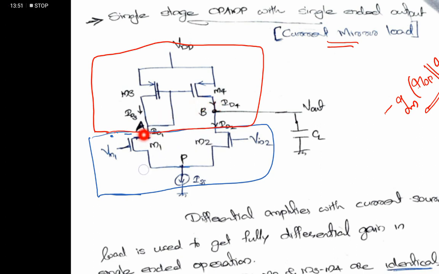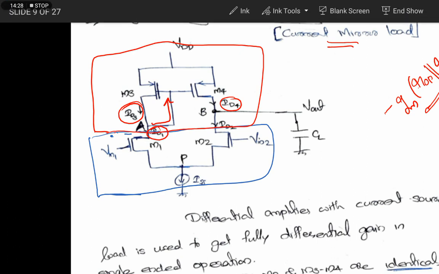Due to that, the value of ID3, or ID1, is the same as that of ID4, not ID2. ID1 and ID3 must be equal to ID4, because there is no current flowing in this direction. ID1 and ID3 are the same, and they must be equal to ID4. That is the concept of the current mirror idea. From the current mirror, we will use that idea to derive the gain of this configuration.